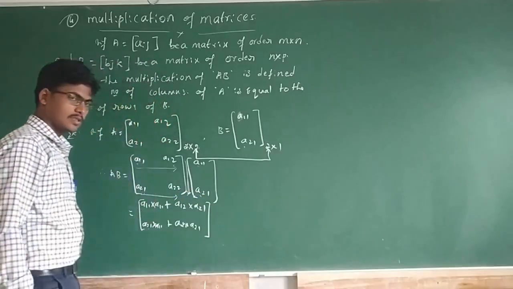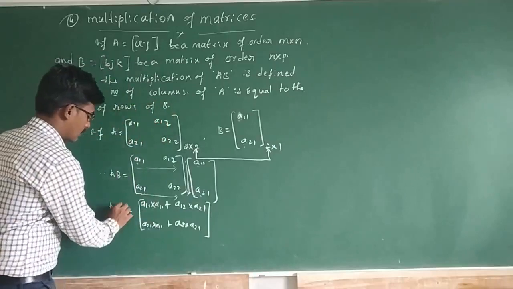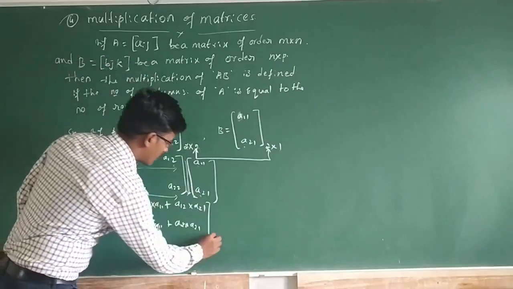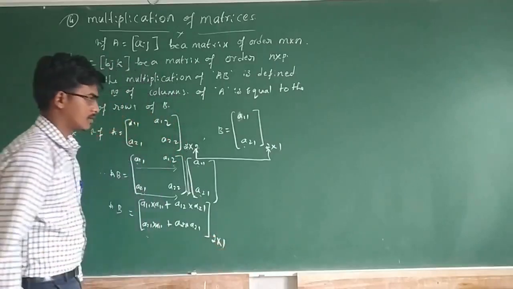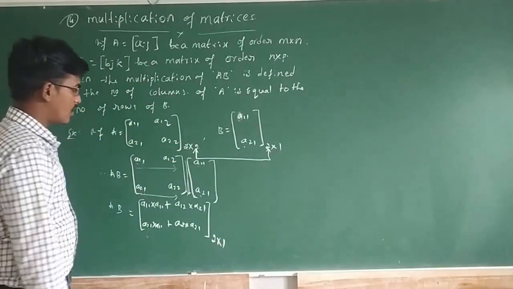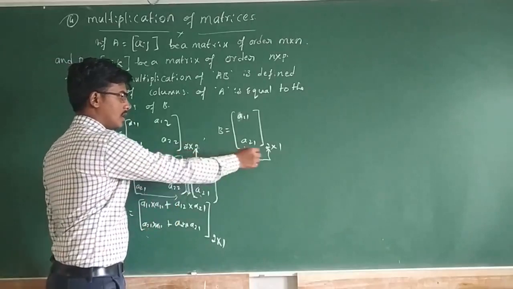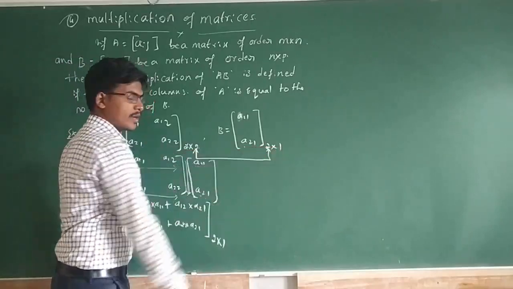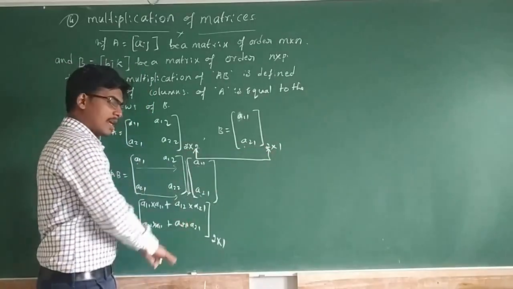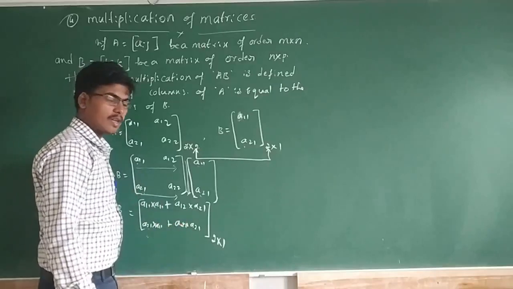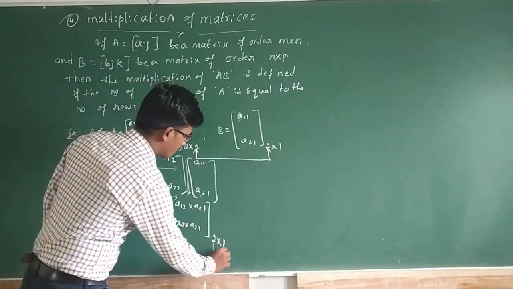Here what do we get? What is the order of this matrix? It is 2 by 1. Observe, the order of this matrix is 2 by 2, the order of this matrix is 2 by 1. Next, after multiplying, the order of the resulting matrix is 2 by 1.